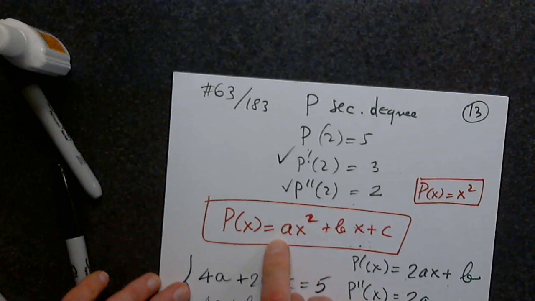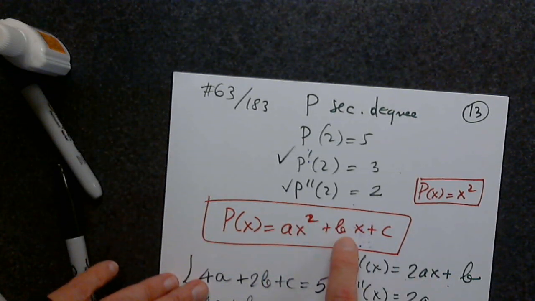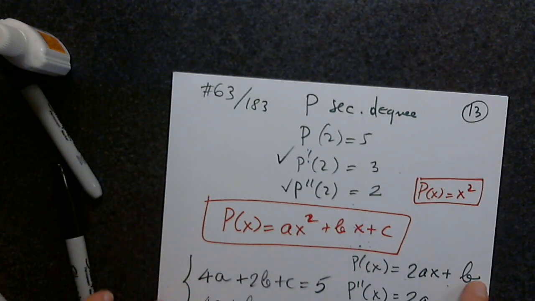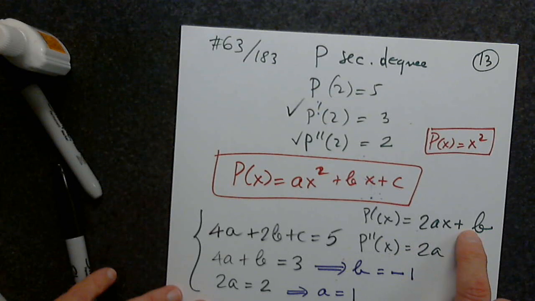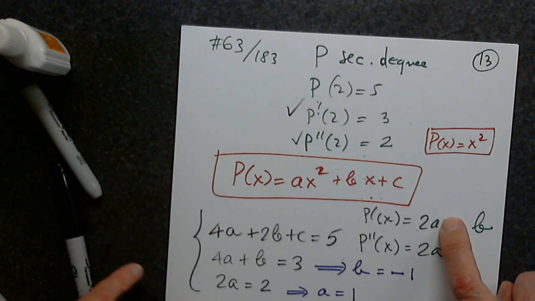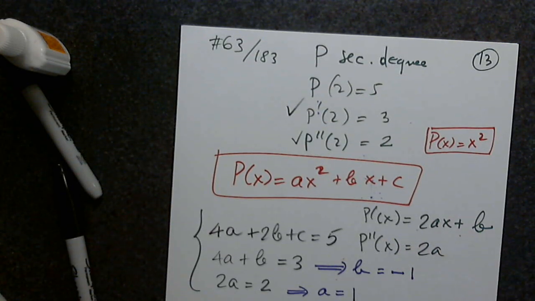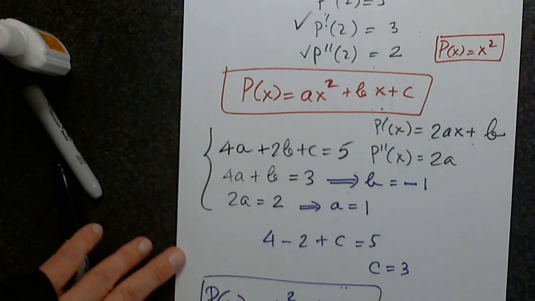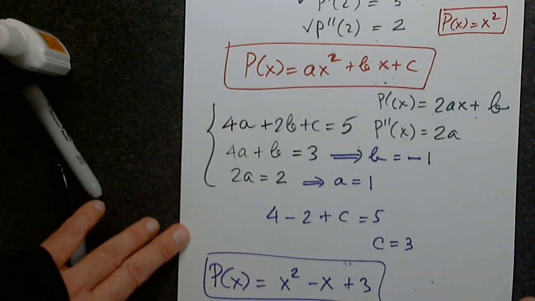We bring down the power, we multiply by a, and subtract 1 from the power. bx prime is just b, and c prime is a constant, 0. Then when we differentiate this, we get 2a, and b prime is 0. As I said, it's just the first time, so of course it's something new.